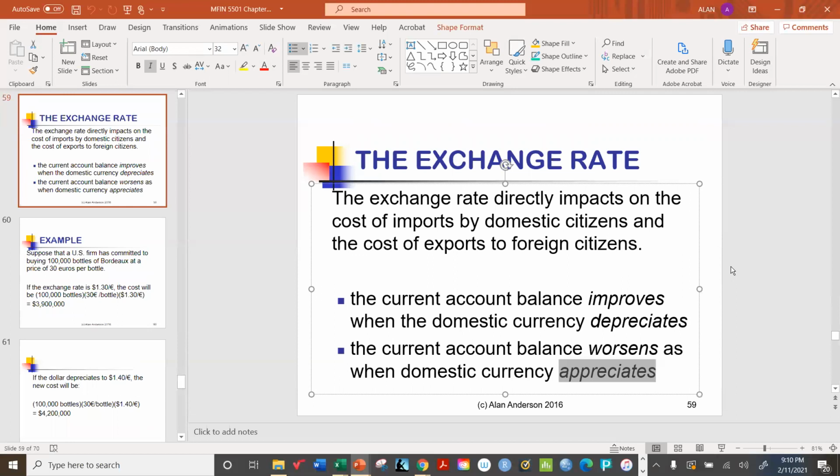Now, that doesn't mean it's good for the economy, but as far as the trade balance goes, a weak dollar is helpful and a strong dollar is harmful.